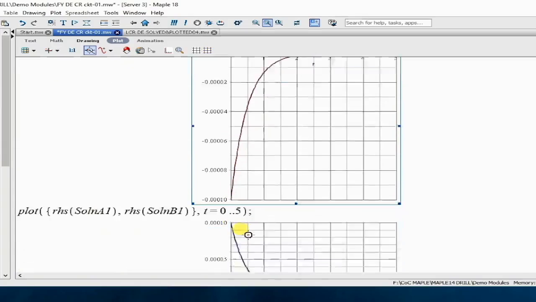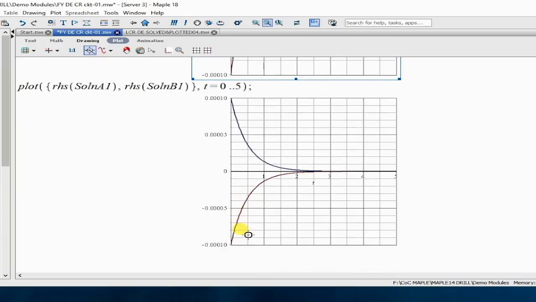These two graphs, if you like, you can see together by making a plot command in parentheses: right hand side of solution SOLN A1, comma, right hand side of SOLN B1, for the same time range. So this is a very symmetric and nice thing you can observe. Thank you so much for your patient listening.